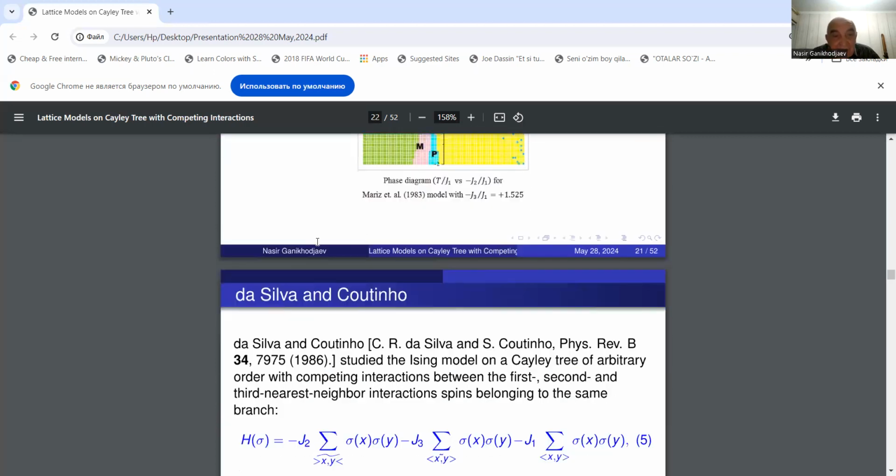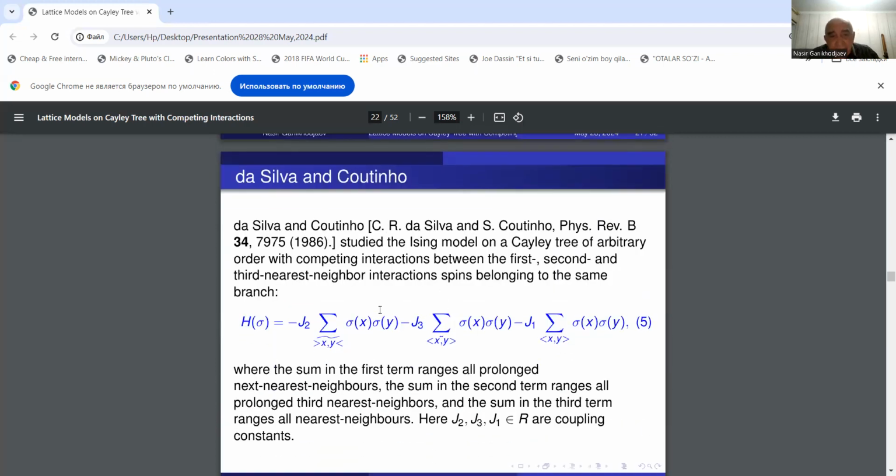Later, these two others considered a model for complete interaction of first, second, and third nearest neighbors. First, this is our nearest neighbors. Second, this one here, prolonged second neighbors. And third nearest neighbors, this is also prolonged third neighbors, that is neighbors with distance 3. So this Hamiltonian consists of these three summands.